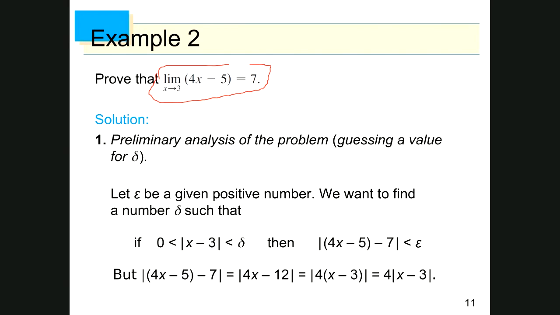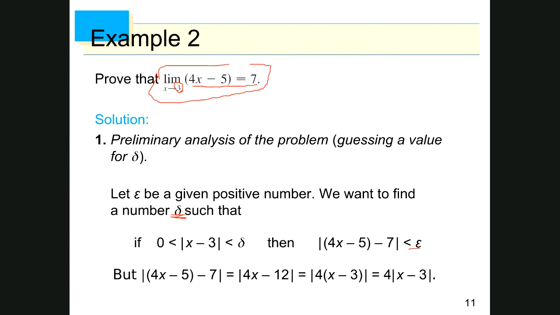So I need you to show me all of this step by step. You let epsilon be a given positive number. So you can just say let epsilon greater than 0. We want to find a number delta such that if the distance, take note your a now is 3, so your a in this case is 3, the distance between x and 3 lies between 0 and delta, then your function, which is 4x minus 5, the distance between the function and 7 is less than epsilon.